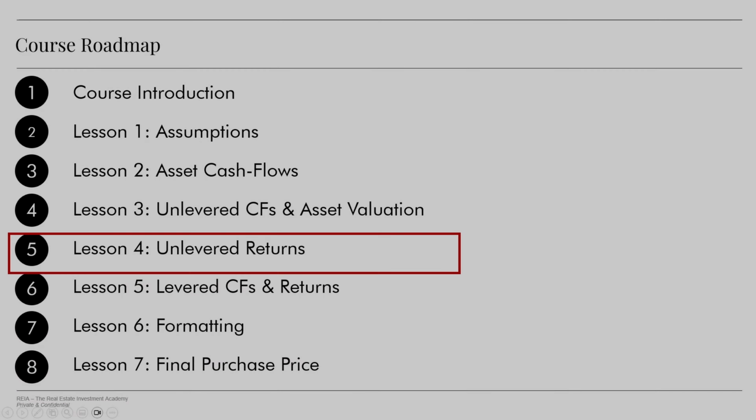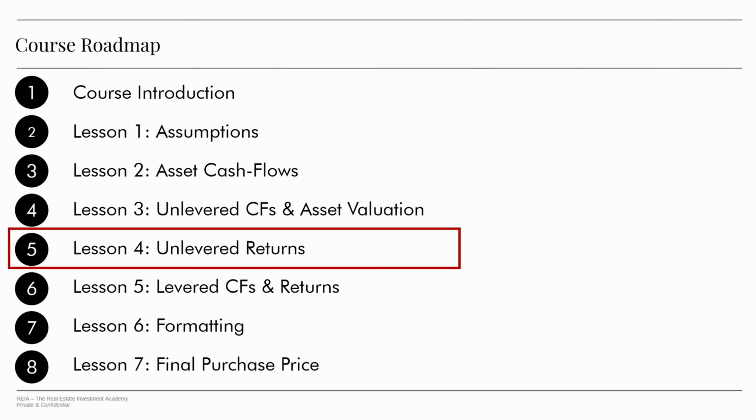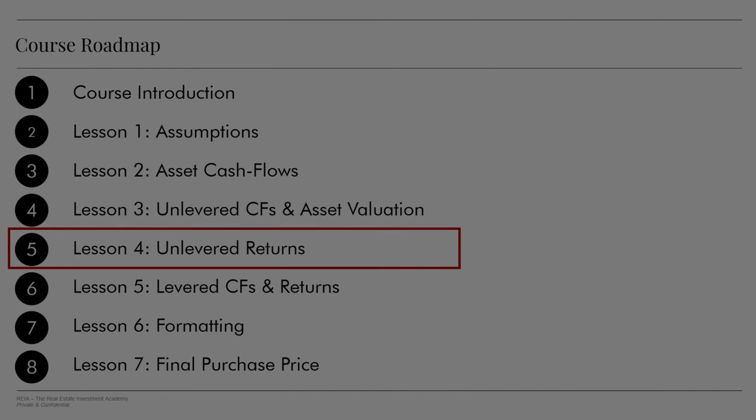So this is the fourth lesson of this financial modeling course. In the first lesson, we included the assumptions. In the second lesson, we modeled our asset cash flows. Then we projected our unlevered cash flows and the asset valuation. And now we're completing our unlevered cash flows and calculating our unlevered returns. So that's the unlevered IRR, the unlevered multiple of invested capital, and the unlevered profits.